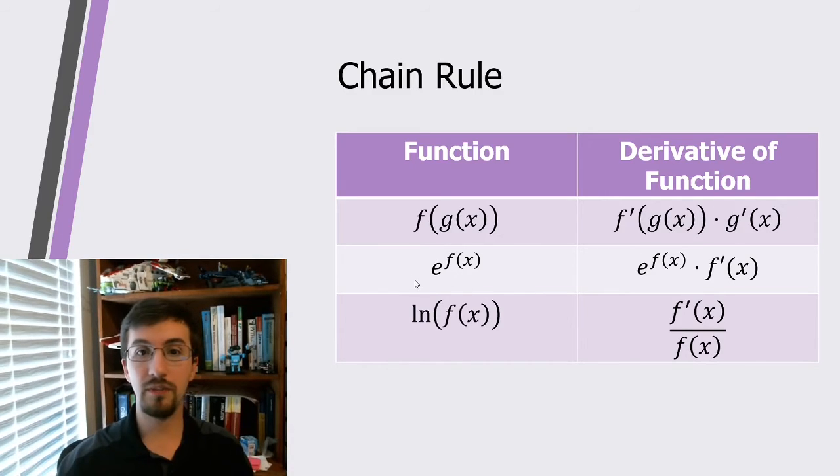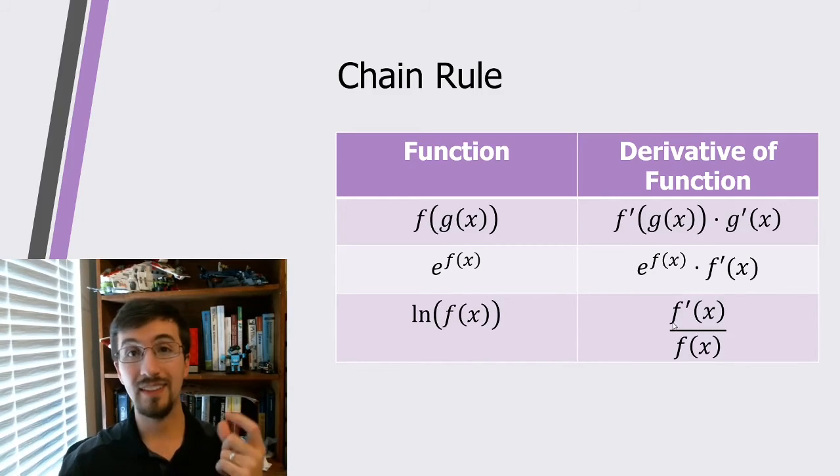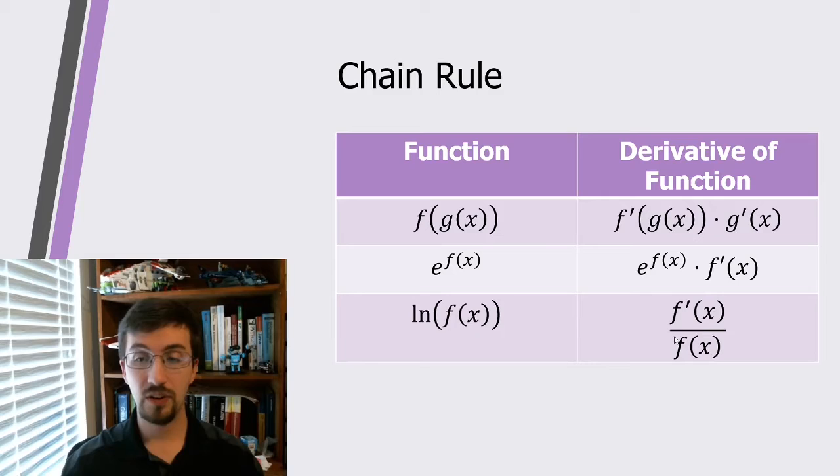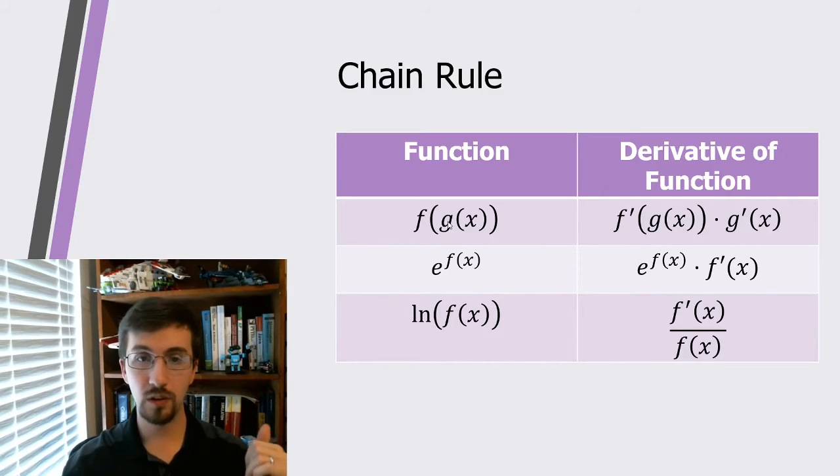So like the derivative of e raised to the function of x is e raised to that function times the derivative of the function. Same here, natural log of a function of x is f prime of x over f of x. All right, both of these two come straight from this first idea, the chain rule. It's just kind of showing you a little bit more clearly what to do.